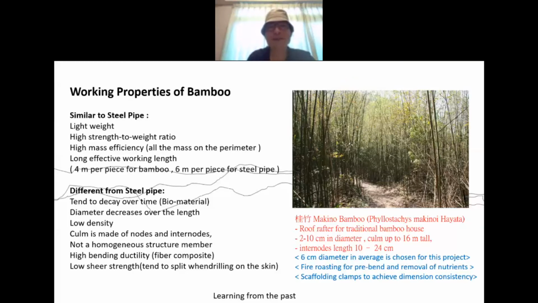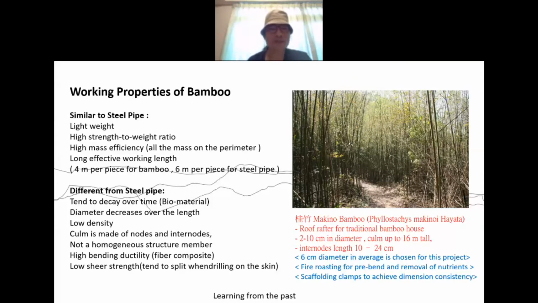But there are also significant differences between bamboo and the steel pipe. The bamboo tends to decay over time because it's a biomaterial. And then the dimension actually decreases over the length. The butt close to the root is actually wider, and then gradually it becomes thinner. And it has lower density. So if we're talking about the weight to strength ratio, bamboo and steel pipe are similar, but when you consider the dimension, because of the low density, the bamboo actually is much weaker.